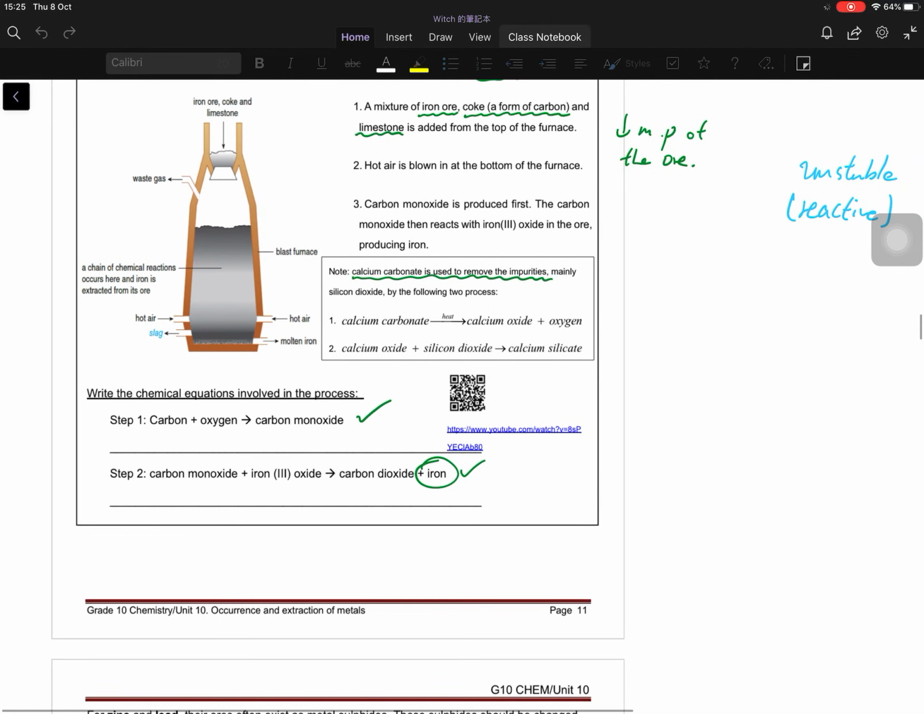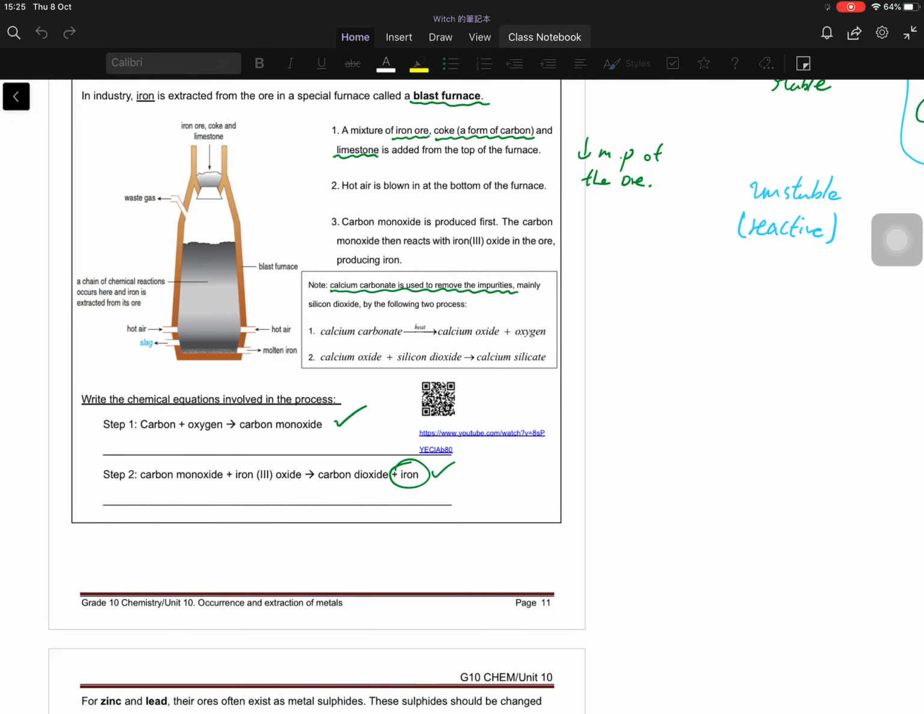Okay, so we continue our discussion. Last time we mentioned we add calcium carbonate, which is an impurity on purpose, to the extraction method, because it tries to lower the melting point of the ore. The second purpose is that it can help to remove the impurity, which is mainly silicon dioxide in our compounds.